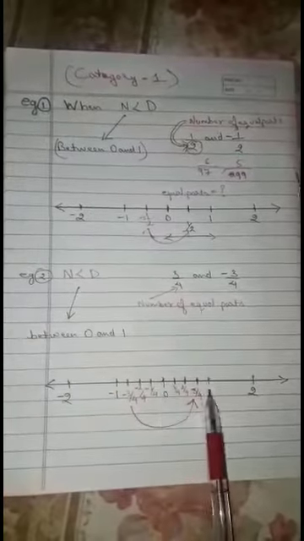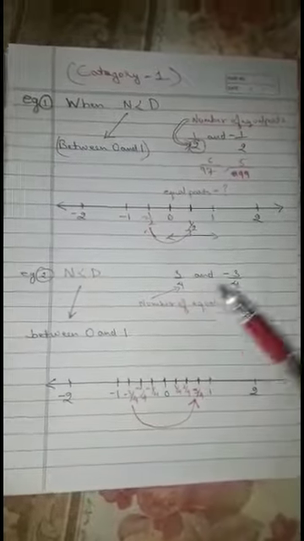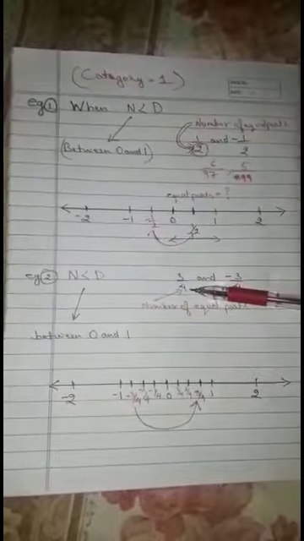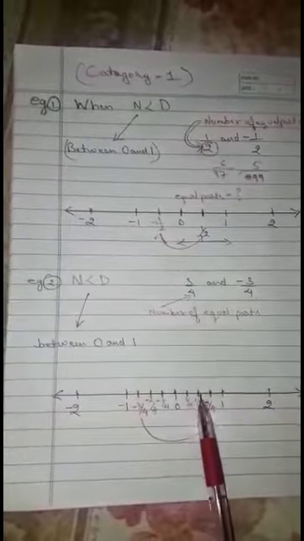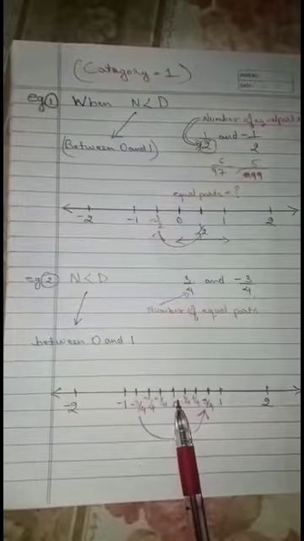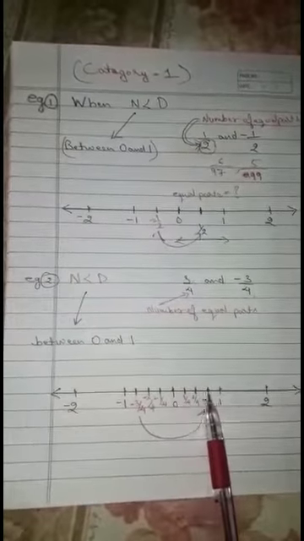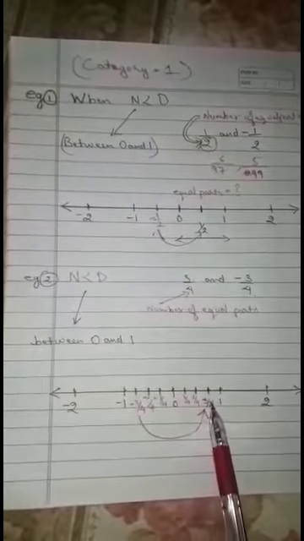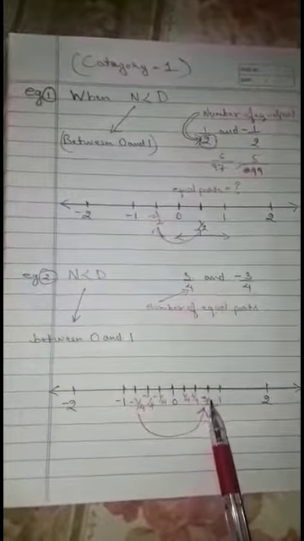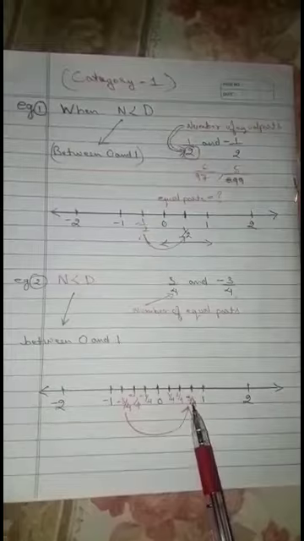So this is 0 and this is 1, and we'll divide this length between 0 and 1 into equal parts, that is into 4 equal parts, as the denominator is 4. So I've drawn 1, 2, 3 lines to divide it into 4 equal parts. The numerator is 3, so from here we'll count 1, 2 and 3. So this is 3 upon 4. This is the way we'll plot 3 upon 4 on the number line.